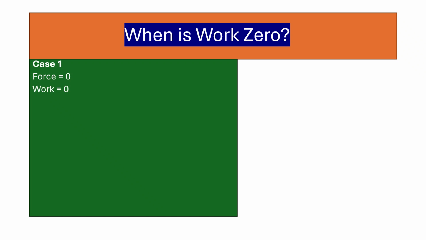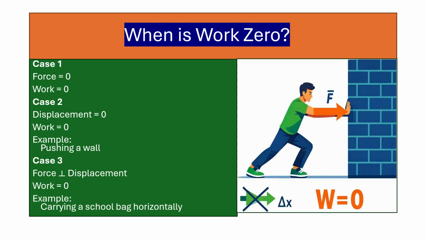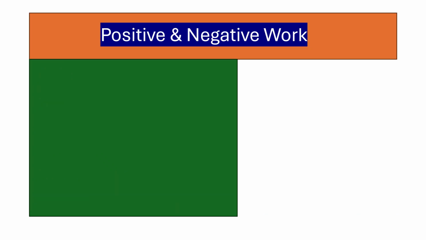Now when is work 0? Suppose case 1, force is 0, work will also be 0. If displacement is 0, work will again be 0, for example pushing a wall. Or when the force is perpendicular to displacement, work will be 0, for example carrying a school bag horizontally. If you look at the screen here, the wall which is being pushed is there only. That means the force is applied, but the work done is 0, because there is no displacement.